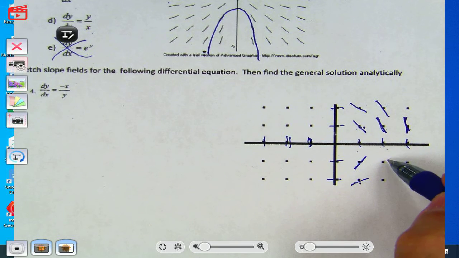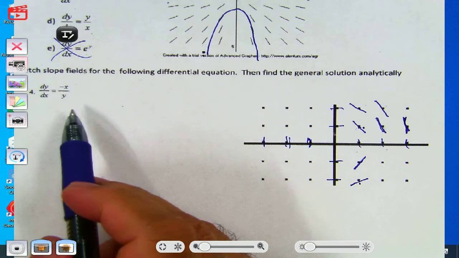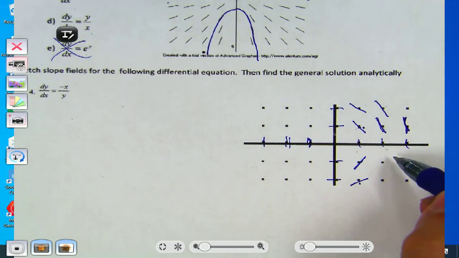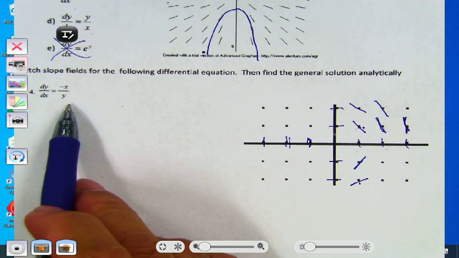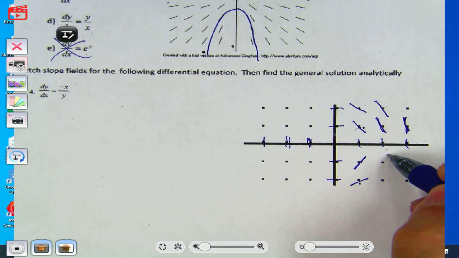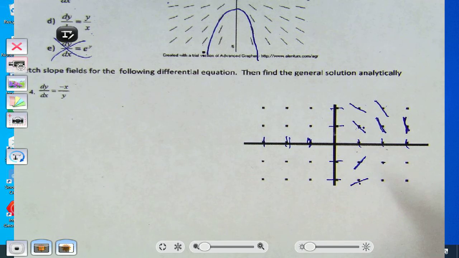Alright, so what's this one? It looks like a circle. Yes! When you're done with it, this is the derivative of a circle. Do you remember that from implicit differentiation? Yes. Right, if you take the derivative of x squared plus y squared equals a number, you get something that looks like this. That's so cool. Circle.